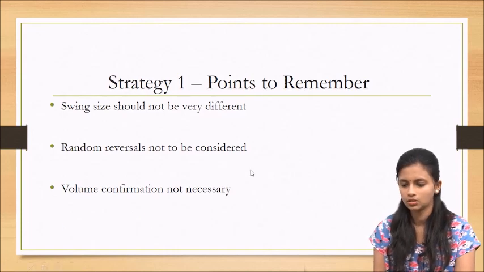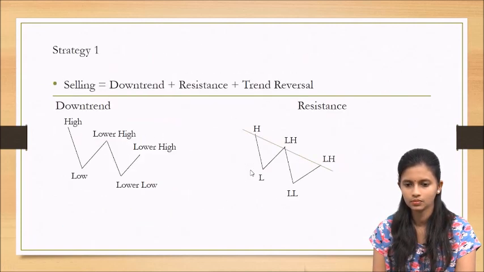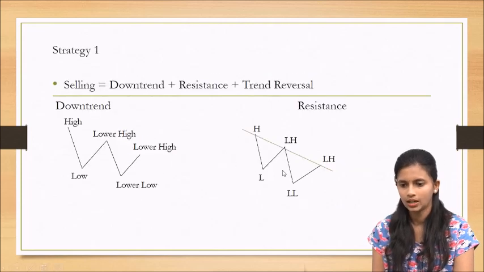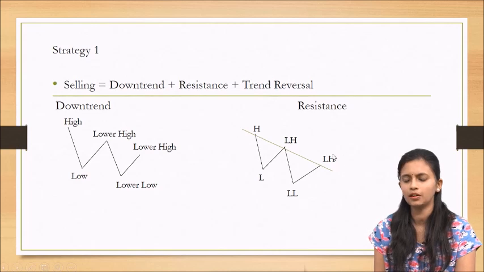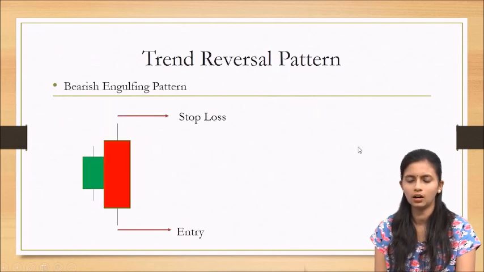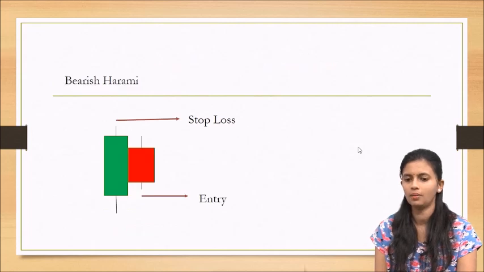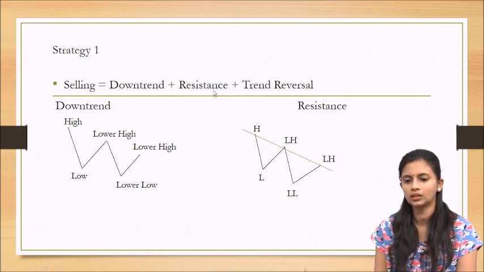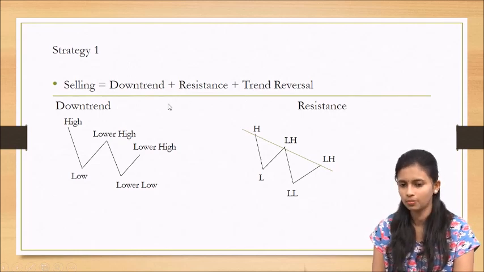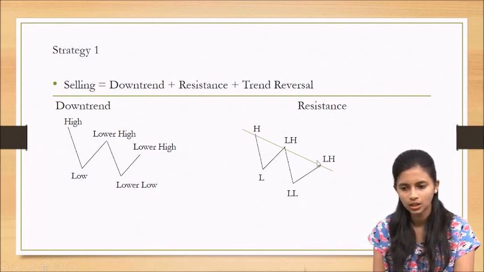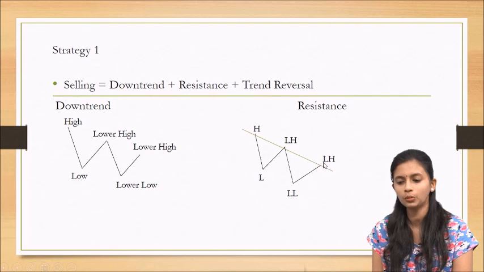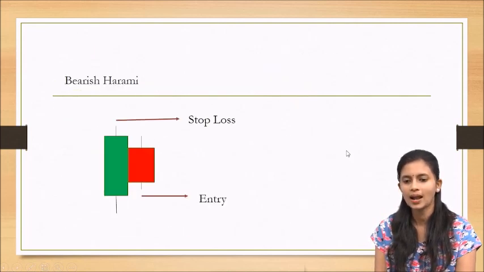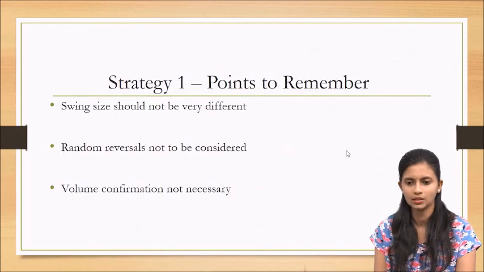If we go back to this slide, see here, if you get a trend reversal pattern, that is either a bearish engulfing pattern or a bearish harami pattern, you cannot just blindly apply strategy 1. You have to check whether these two conditions preceding the trend reversal pattern are met or not. If you are looking for a selling pattern, there has to be a downtrend, and there has to be proper resistance. Then only, if a trend reversal is formed at this 5th point, can you apply the strategy. Just a random reversal cannot be considered for applying this strategy.